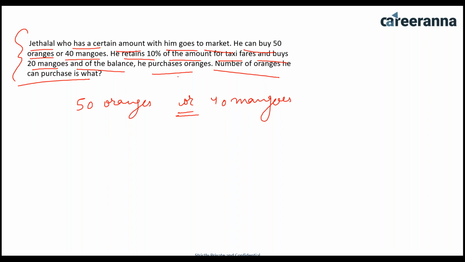No issues. So what I can consider, now I know that 50 oranges and 40 mangoes. So what is the LCM of these numbers? Can I take this as 200? So that means Jethalal initially had rupees 200 with him. Can I do it?